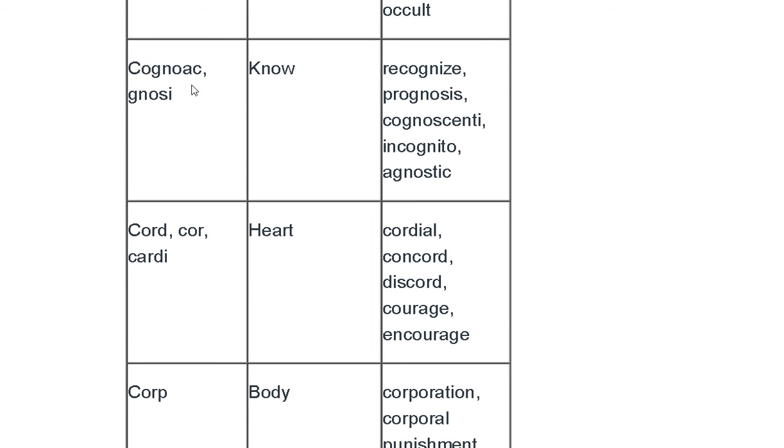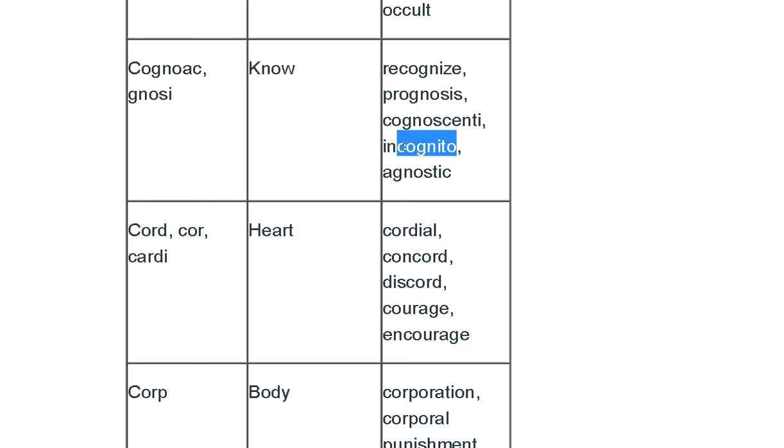Alright, cogn or nosci means to know. If you recognize something, you realize that you know it. There's a moment of knowledge that connects to your brain. Your prognosis is usually from a doctor. When they figure out what's wrong with you, they tell you their prognosis, what they know.